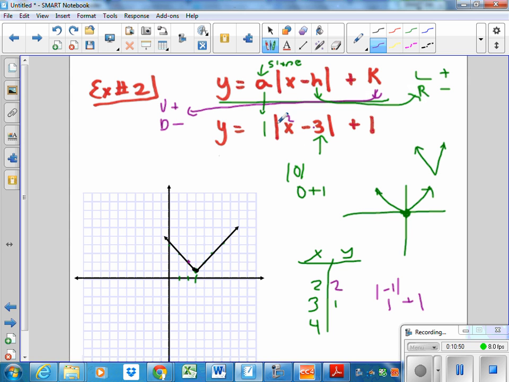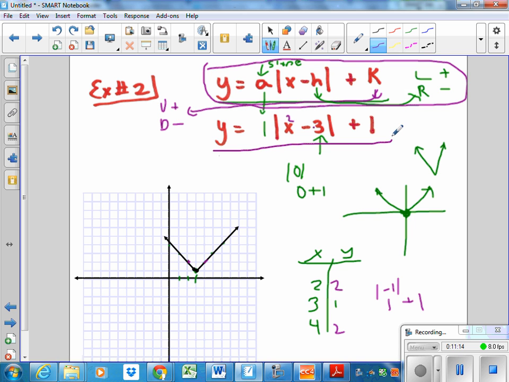4 minus 3 is 1. Absolute value of 1 is 1. 1 plus 1 is 2. You graph 4, 2. Then you have your 3 dots, and you draw your line like I did. So that's basically how it goes. You have the choice of memorizing this little, we call this parent function, and being able to move it and translate it. Or you can use this whole method right here of plugging in points and just knowing where you have to start. That start is called the vertex.